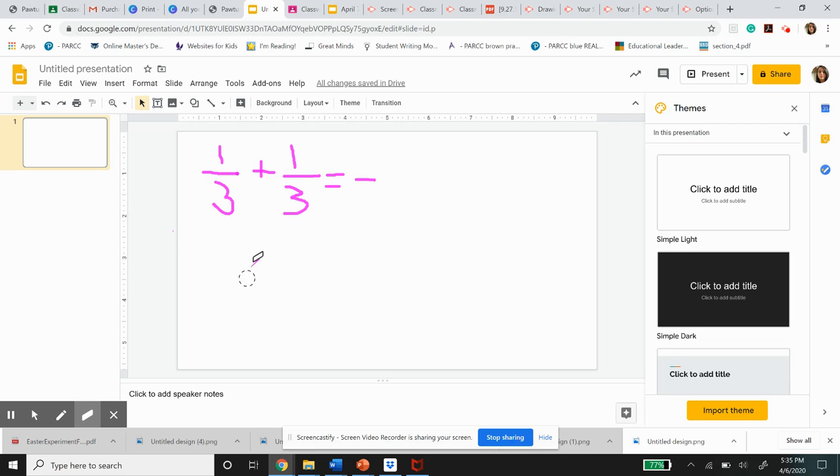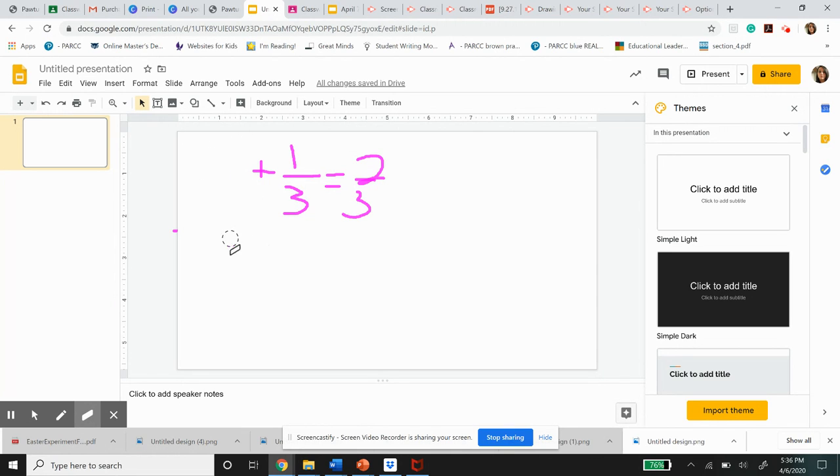Let's do, if it's a candy bar that we're sharing, okay, and we have thirds, and this person ate 1/3, and this person ate 1/3, then we have 2/3, right? So the denominators don't change. Now, what happens? So it's very easy when your denominators are the same, but what happens when they're not?